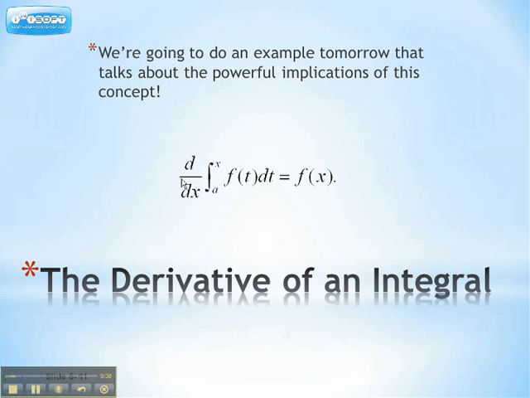So if I was to ask you to find the derivative of the integral from a to x of f of t dt, the derivative and the integral will cancel each other out because they're inverses of each other, and what I'm left with is the actual function f of x.